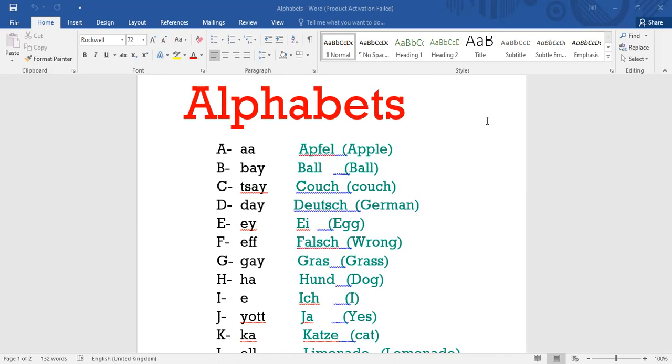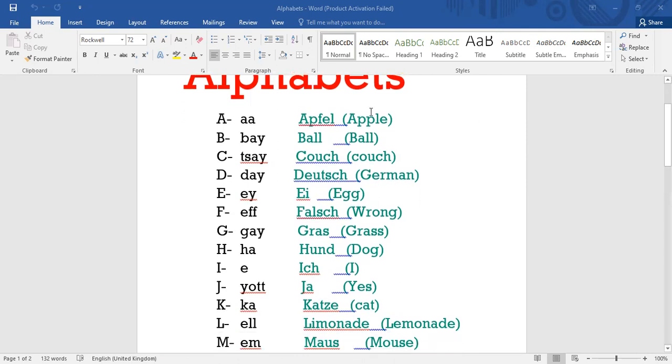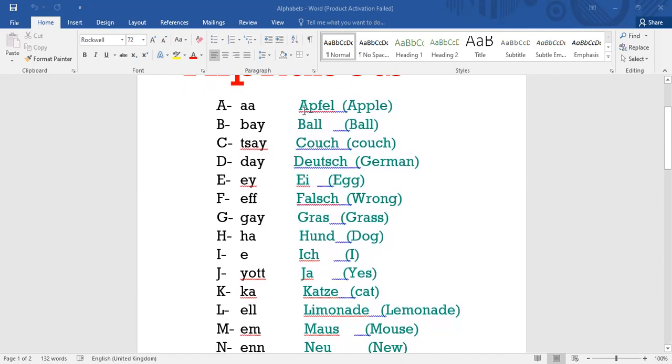In today's session, we are going to learn the alphabets in German, basically their phonetic sounds in German. You can also see here the German words with their English translations and meanings. Okay, let's start.